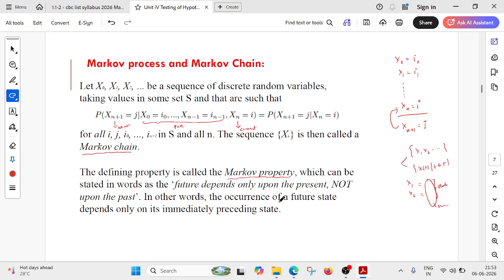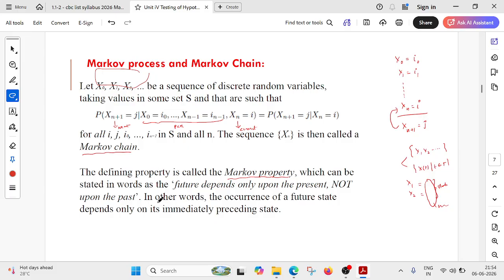Okay, Markov process and Markov chain. This is very important in stochastic processes. Let me go one by one. Let X0, X1, X2, and so on be a sequence of discrete random variables taking values in some set S, such that P(Xn+1 = j | X0 = i0, ..., Xn-1 = in-1, Xn = i) equals P(Xn+1 = j | Xn = i) for all i, j, k in the set S. The sequence Xn is then called a Markov chain.